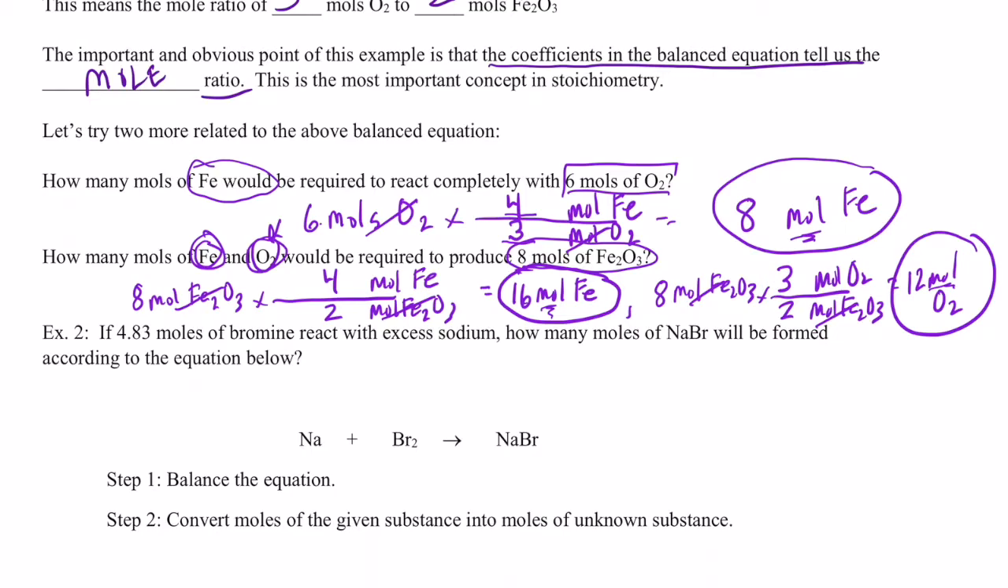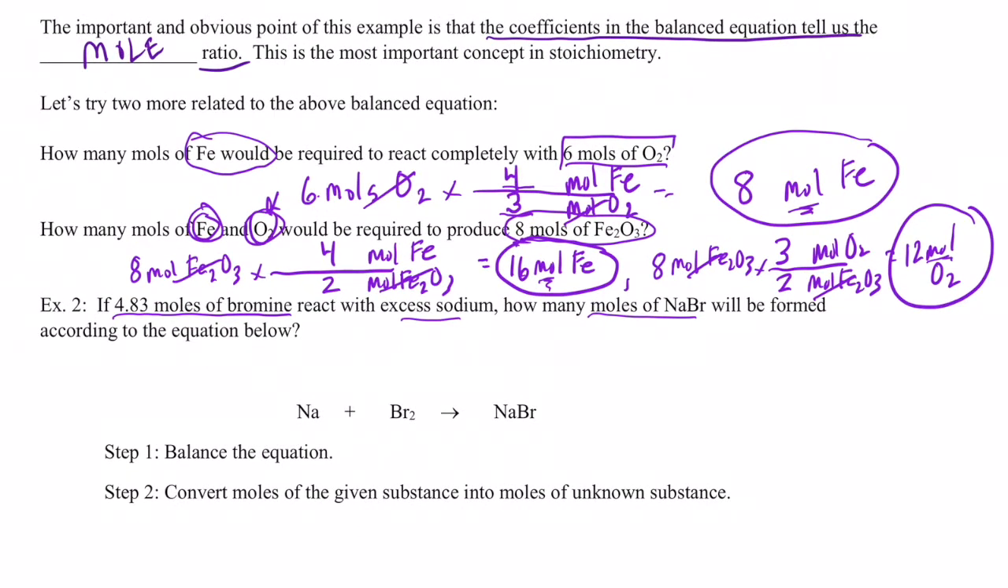Okay, so in example 2, we have 4.83 moles of bromine reacts with excess sodium. How many moles of NaBr will form, according to this equation below? So, do you remember the first thing we do? That's right, we better balance the equation. Stoichiometry is the mathematics of a balanced equation. So let's put a 2 in front of NaBr and a 2 in front of Na, and that balances it.